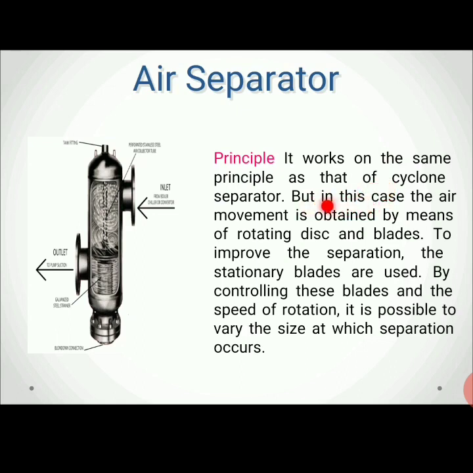Separate solids, but in this case the air movement is obtained by means of a rotating disc and blades. Here the difference is that in a cyclone separator only a tangential inlet and two outlets are there, but in an air separator the disc and blades are used for the rotating motion.